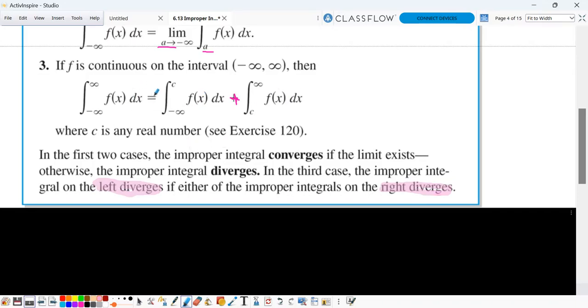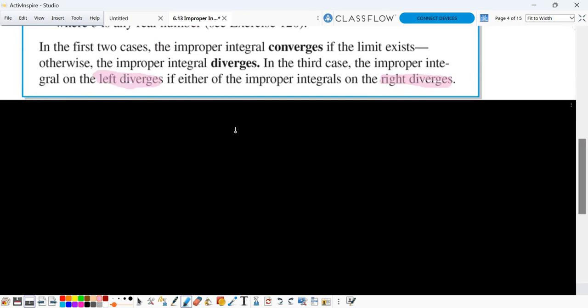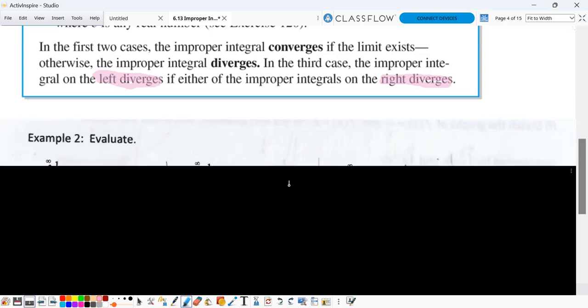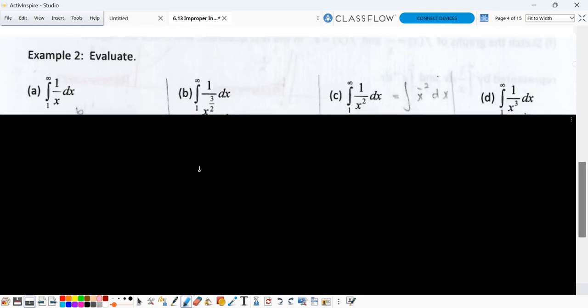You don't even have to do the right side. You can say this integral diverges, therefore this one diverges. We are going to look at all of them. Now, again, today is day 1 of improper integrals. Day 2, we are going to look at the vertical asymptote. So these are the examples here where we talked about how 1 over x, 1 to infinity diverges.